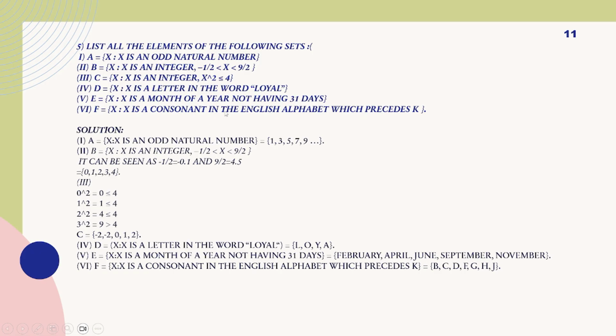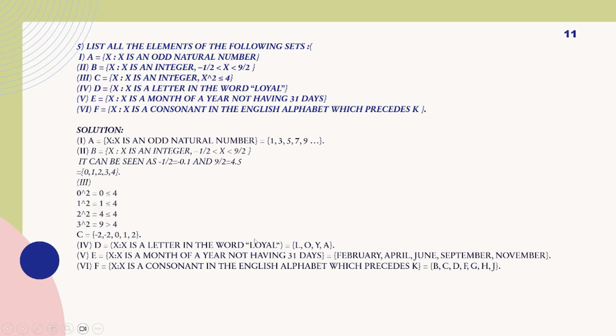Now let's discuss the sixth question. x is a consonant in the English alphabet which precedes K. Precedes means it should come before the given element. Succeeds means it should come after that element. This is the difference between precedes and succeeds. Now they have given precedes, so we should see the consonants, that is, except vowels, in the English alphabet that come before K. A is a vowel, so we write B, C, D. E is included in vowels, so we write F, G, H. I is included, so we write J. And they have said before K and the next element is K, so we will not include that.